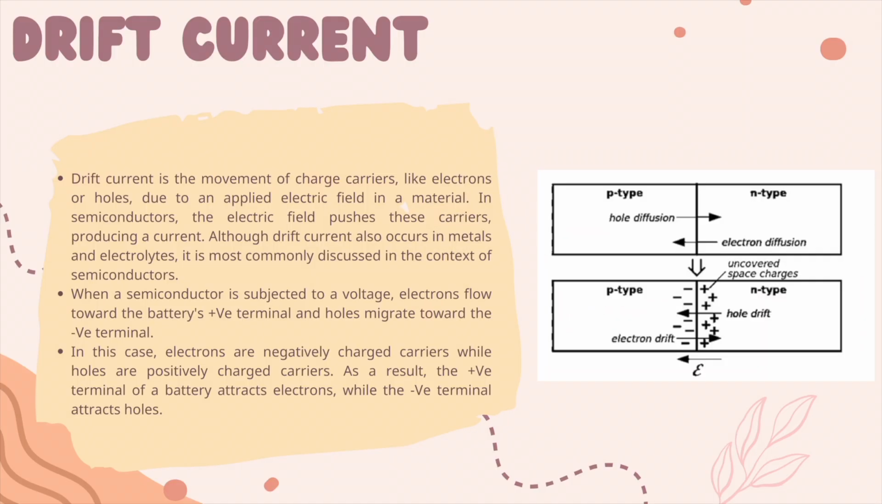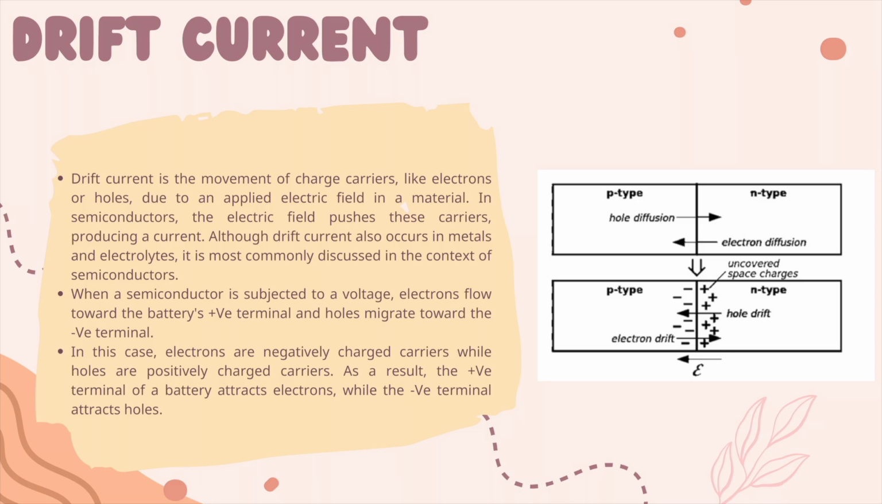Drift current is a movement of charged carriers like electrons or holes due to an applied electric field in a metal material. In a semiconductor, the electric field pushes these carriers, producing a current. Although drift current also occurs in metals and electrolytes, it is most commonly discussed in the context of semiconductors.